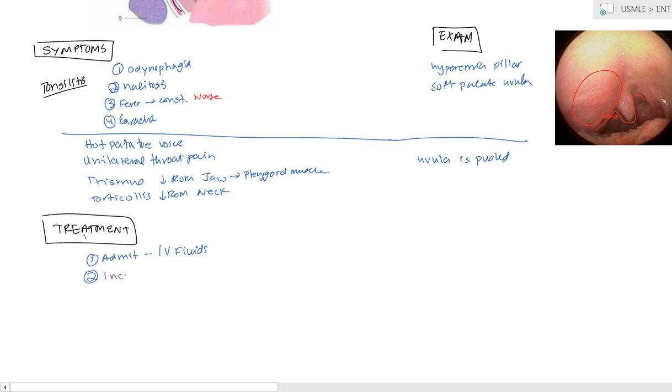And then you're going to do incision and drainage. This is an abscess, so that's pretty much how you treat an abscess. And then you're going to give them analgesics and antibiotics. And it's also a good idea when you do the drainage to do culture and sensitivity. And then finally, 4 to 6 weeks later, you can do an interval tonsillectomy. And so that is Quinsy.